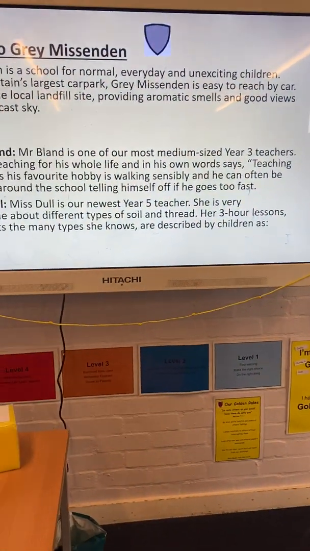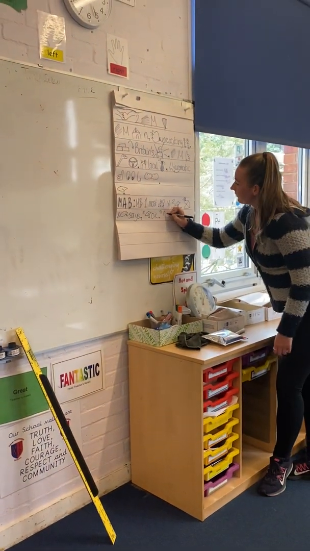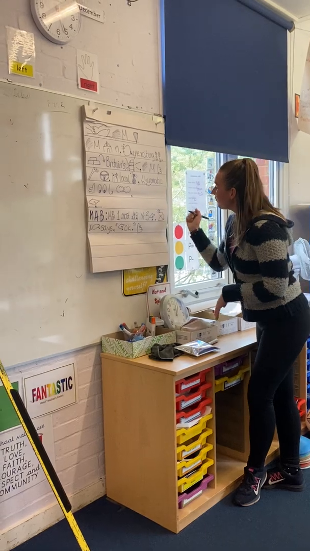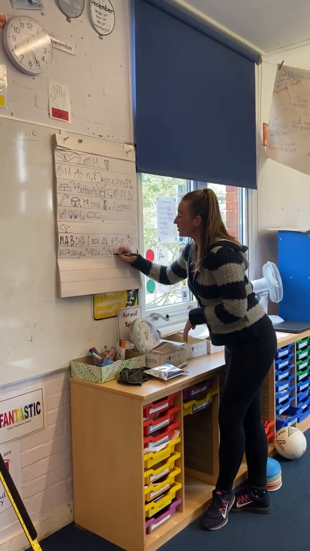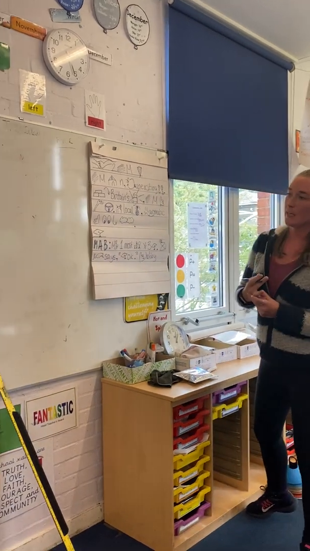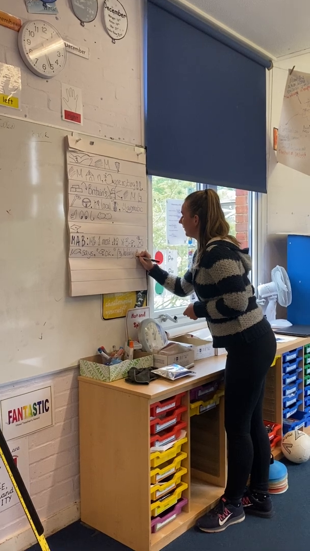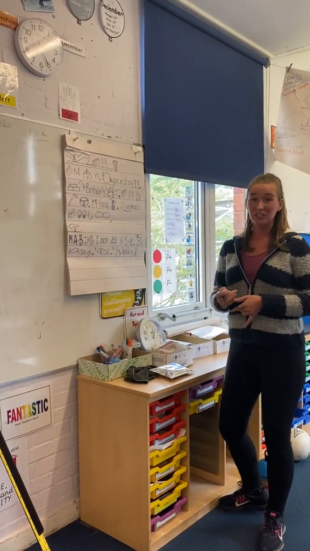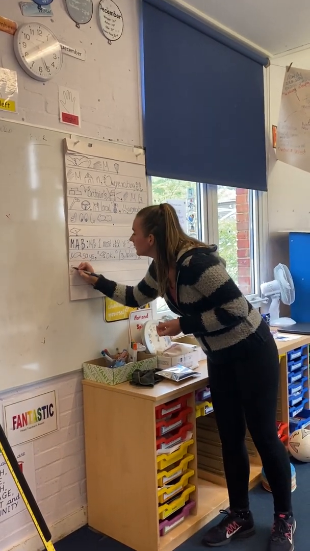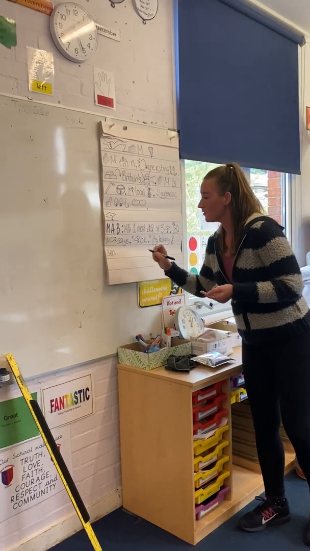Perhaps his favourite hobby, so his favourite hobby, my hands are getting weirder the longer this goes. His favourite hobby, I'm just going to write hobby, I'm not sure how I could do that one. His favourite hobby is walking sensibly. And sensibly is a really good use of adverbs, so I'm going to add that in as well. Sensibly, obviously an adverb is describing your verb, how you do something.